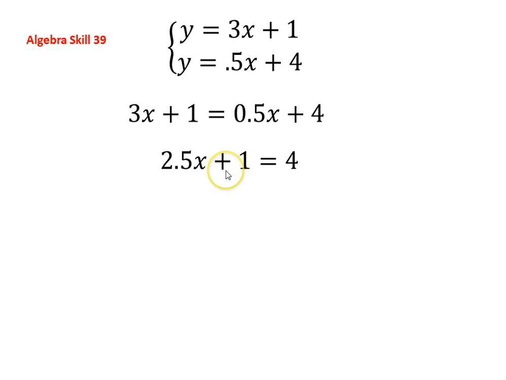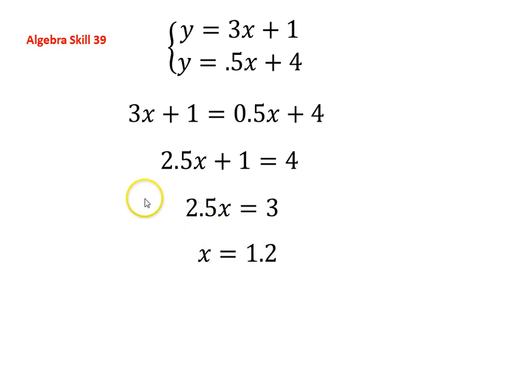Now I'm going to subtract 1 on both sides because I want this plus 1 gone so I can solve for x. So by subtracting 1 on both sides, we have 2.5x is equal to 3. And now since 2.5x is equal to 3, I'm going to divide both sides by 2.5 and get 1.2. X is equal to 1.2 because 3 divided by 2.5 is equal to 1.2.